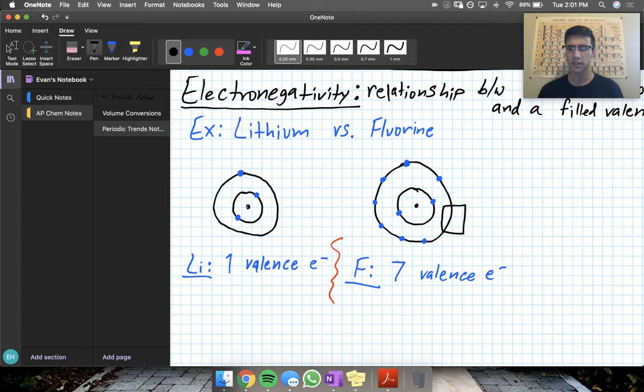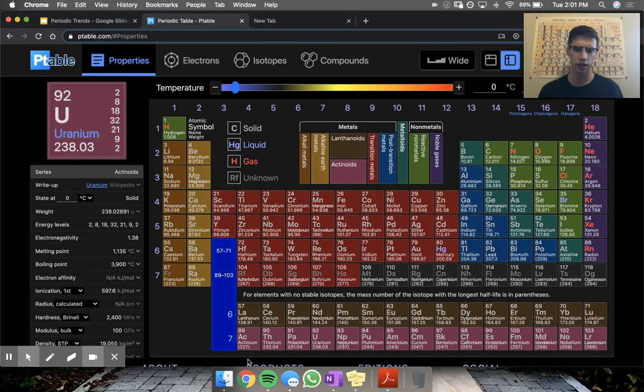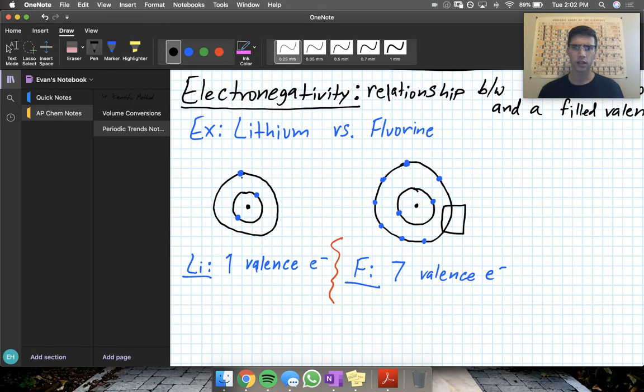So if we compare that to lithium, so if we go over here and look at lithium, notice lithium is the first element in the second row on the periodic table. Okay, it only has one valence electron, and it's pretty close to the nucleus. However, here's lithium, right? It has one valence electron.